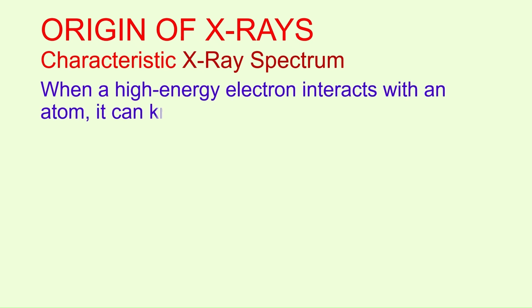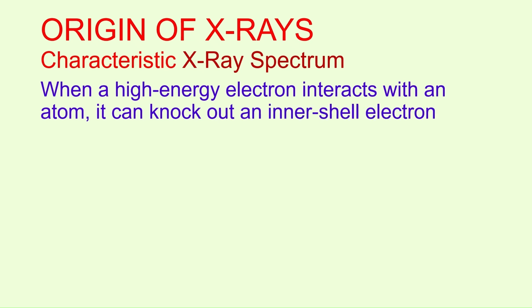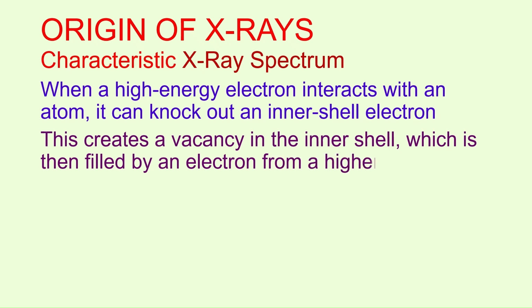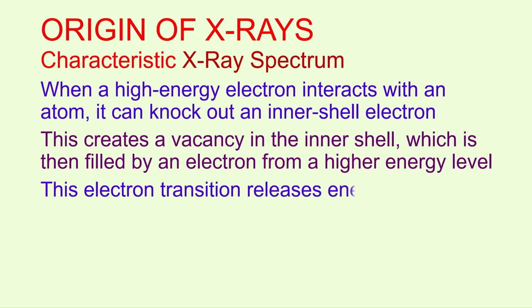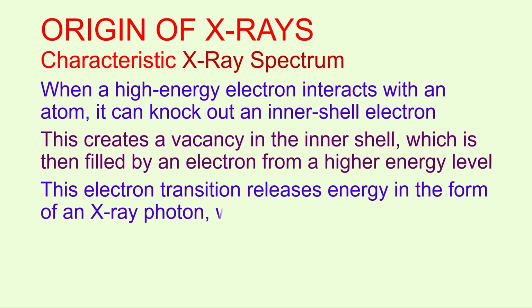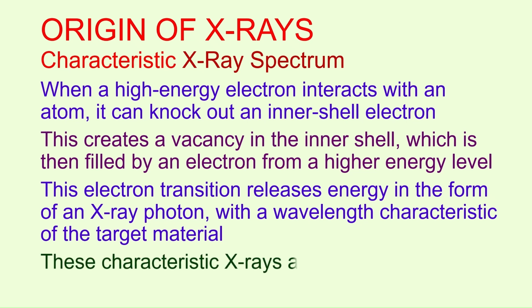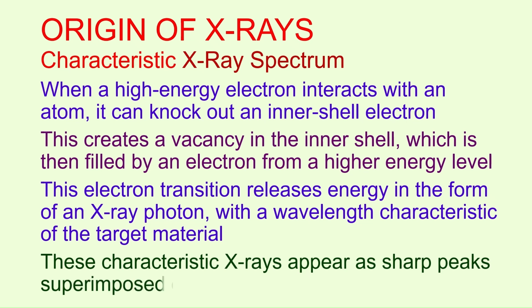Now we talk about the characteristic X-ray spectrum. When a high-energy electron interacts with an atom, it can knock out an inner shell electron. This creates a vacancy or hole in the inner shell, which is then filled by an electron from a higher energy level. This electron transition releases energy in the form of an X-ray photon with a wavelength characteristic of the target material. These characteristic X-rays appear as sharp peaks superimposed on the continuous spectrum.